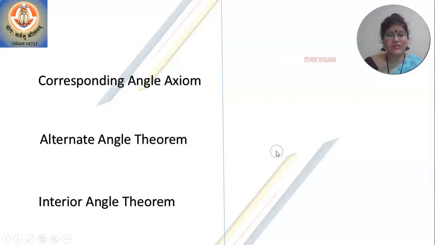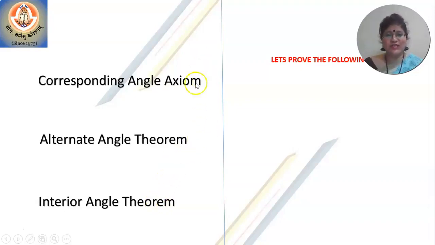Now, what does the corresponding angle axiom state? If a transversal intersects two parallel lines, then the corresponding angles so formed will be congruent. If a transversal intersects two parallel lines, then the alternate angles so formed will be congruent. And if a transversal intersects two parallel lines, then the interior angles which are formed on the same side of the transversal, they will be supplementary.